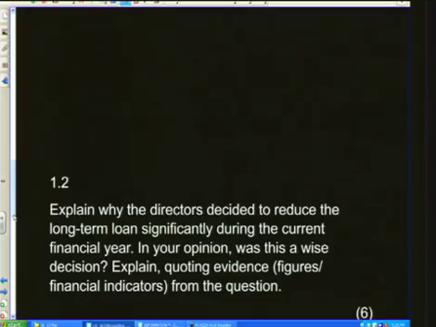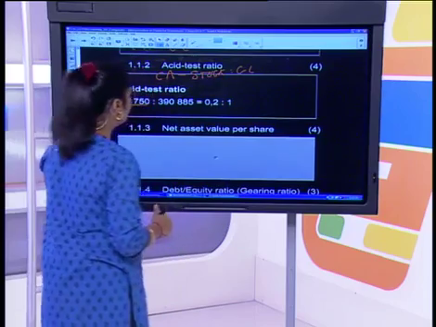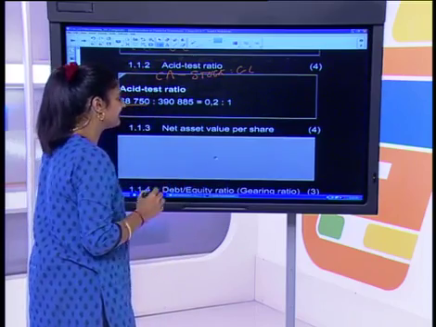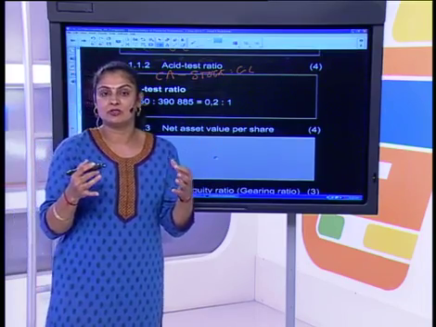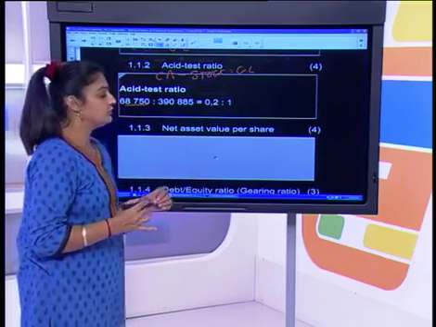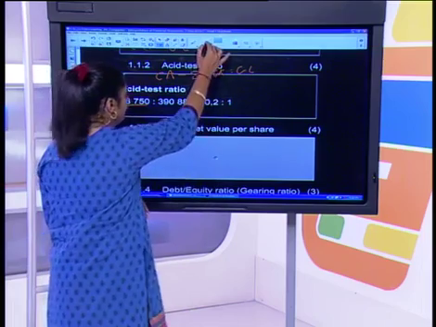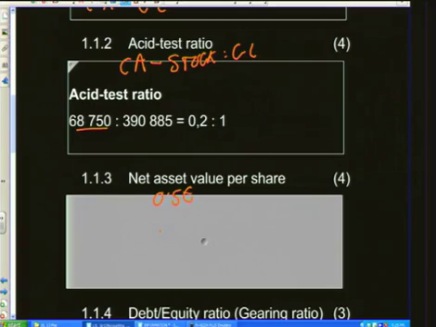Okay. All right, let's now move on to our next ratio calculation. They now want us to calculate the net asset value per share. Now, guys, this is a new ratio. This is something that you do in grade 12, not in grade 11 or grade 10. Net asset value per share is calculated by taking your ordinary shareholders' equity, and we're going to divide this by the number of shares that were issued.